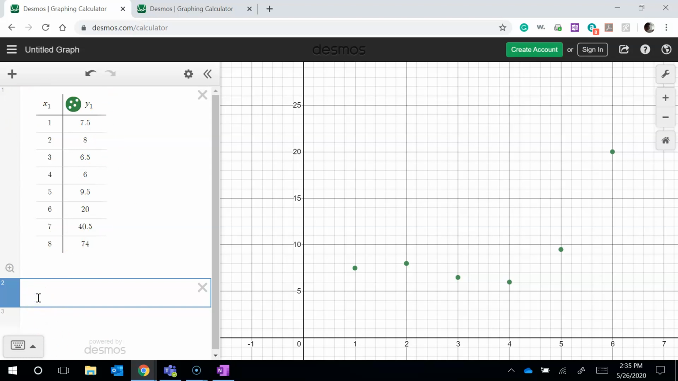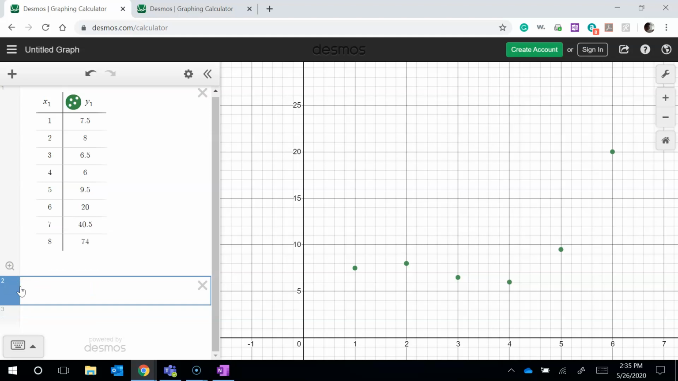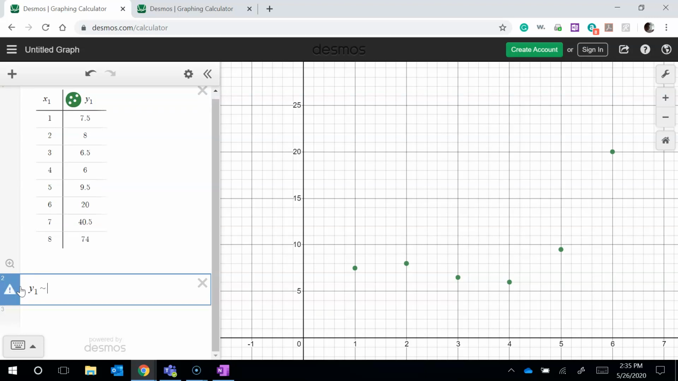So to do this, you can't type just y equals ax cubed plus bx squared. If I do that here, it will be asking me for sliders. It's trying to create its own equation, and that's not where you put in the data. But if I actually use the data that they have here, y1 is approximately, you have to use that little tilde symbol. For me, it's the shift and then the key right next to the 1, right above the tab button.